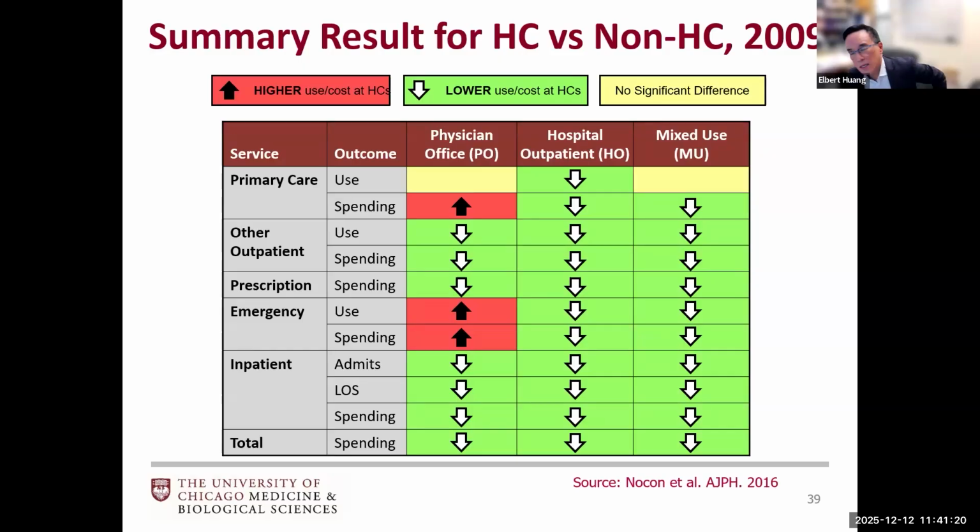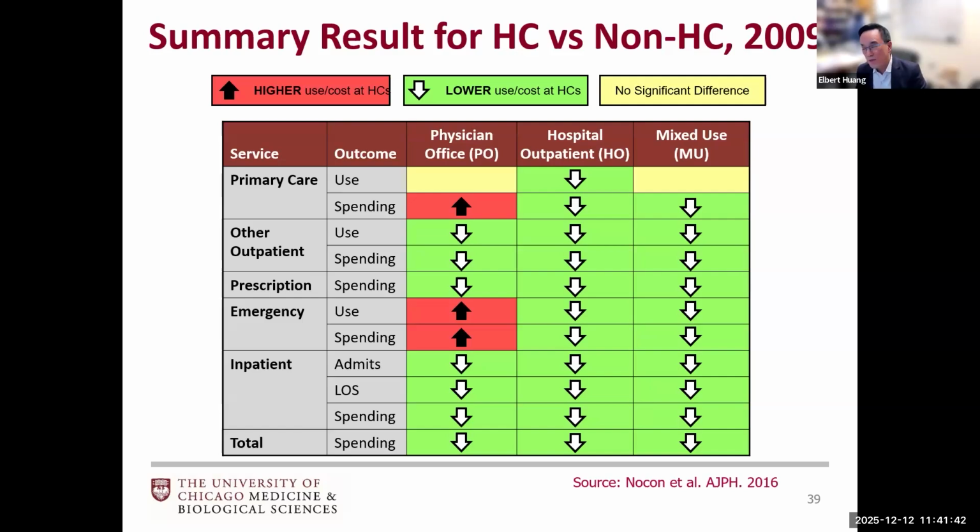We compared patients that preferentially used health centers versus those who went to hospital-based clinics or private clinics. That's what's shown here: physician offices, hospital outpatient, and the referent in this case, and the arrow is the difference between the health center and these other practices.